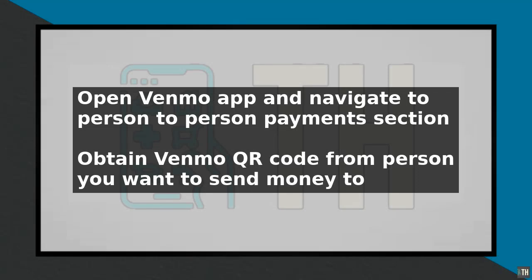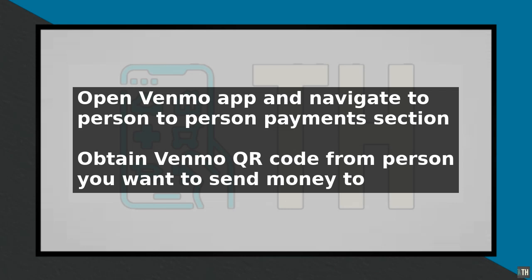Using Venmo QR code from text is a convenient way to send and receive payments. To start, you need to have the Venmo app installed on your device and an active account. First, open the Venmo app and navigate to the person-to-person payments section. This is usually where you can find the option to scan a QR code.